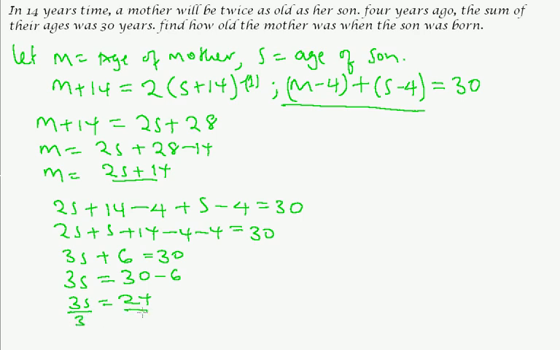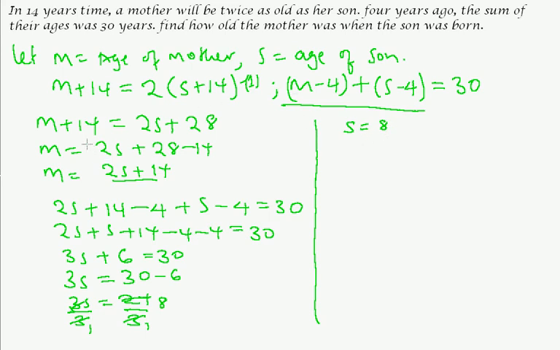So divide by 3 both sides to get the value for s. 3 by 3 is 1, that's s. 24 divided by 3 is 8. So s, which is the age of the son, is equals to 8 years.